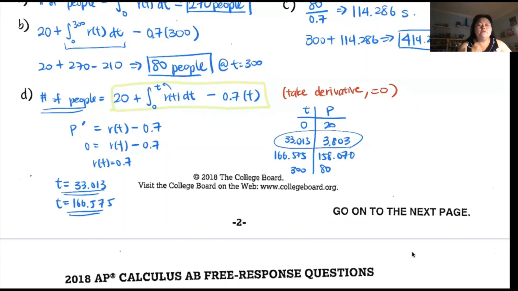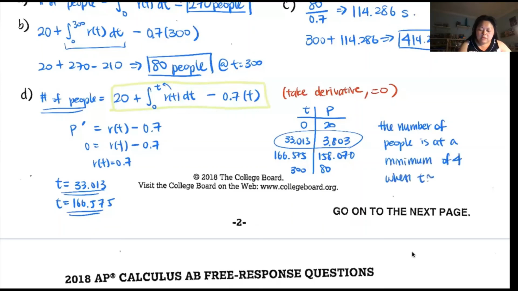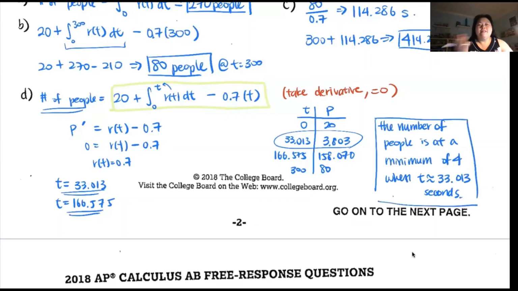Okay, so to conclude our part D, we're going to say the number of people is at a minimum of 4 when t is about 33.013 seconds. Okay, about 4 people in line. Okay, all right, that's it for this problem.